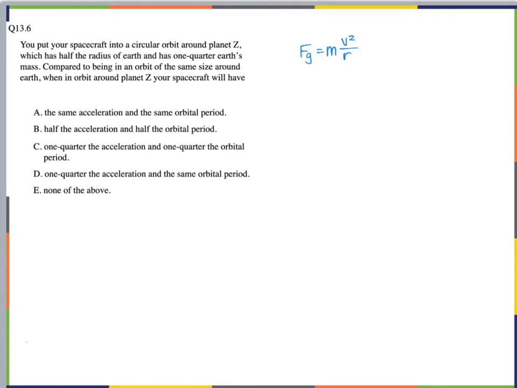Here, the force of gravity, let's just do Earth, we'll have right here, and planet Z we'll put over here. So the force of gravity is big G, the mass of the spacecraft, the mass of the Earth, over the radius of the orbit squared, and this equals the mass of the spacecraft times v squared over r. Now, the only thing that's different for planet Z is the mass of planet Z, which is 1/4 of the Earth's mass.